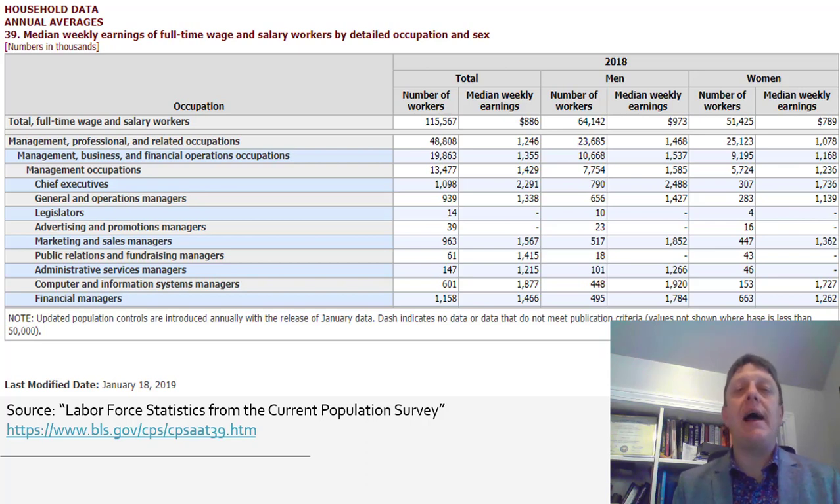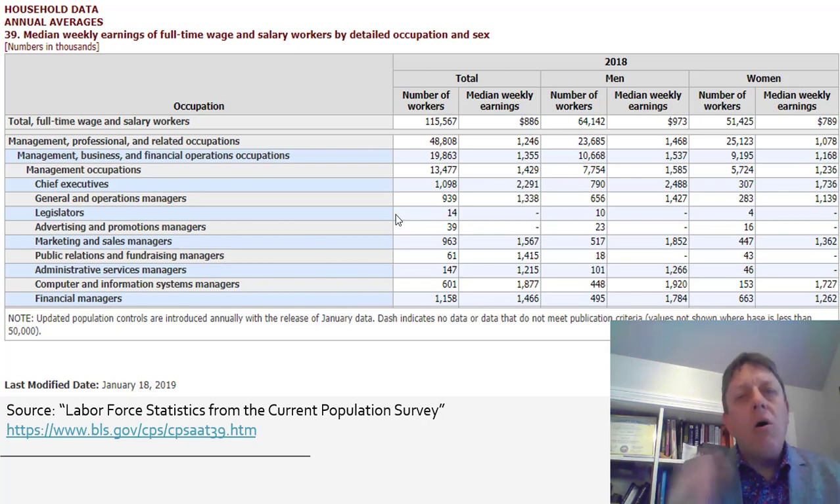And that we're looking at numbers specifically when we're talking about number of workers that are in the thousands. So that when we see a total of 115,567, that represents actually 115,567,000. And 14 legislators actually ends up being 14,000 legislators. Okay. So when we're looking at a table like this, we're needing to look above the table and then below the table to understand what's in the table.